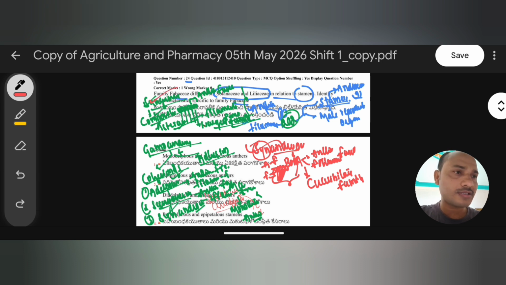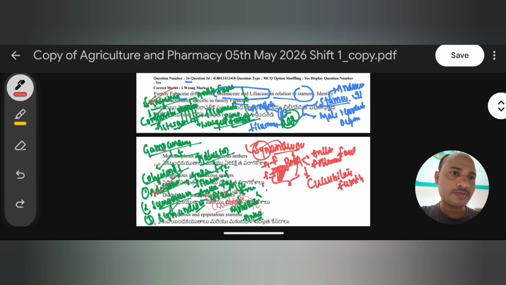Syngenesis is seen in the Asteraceae or composite family, in which only the anthers are fused and filaments are free, and in adelphous conditions the anthers are free and only the filaments are fused. There are three types of adelphous: monoadelphous, diadelphous, and polyadelphous. In monoadelphous, the group of stamens forms a single bundle, commonly seen in Malvaceae. Diadelphous is seen in Fabaceae, in which the stamens form two bundles. Polyadelphous, in which the stamens form many bundles, is seen in citrus. Like that we have different types of cohesion of stamens.